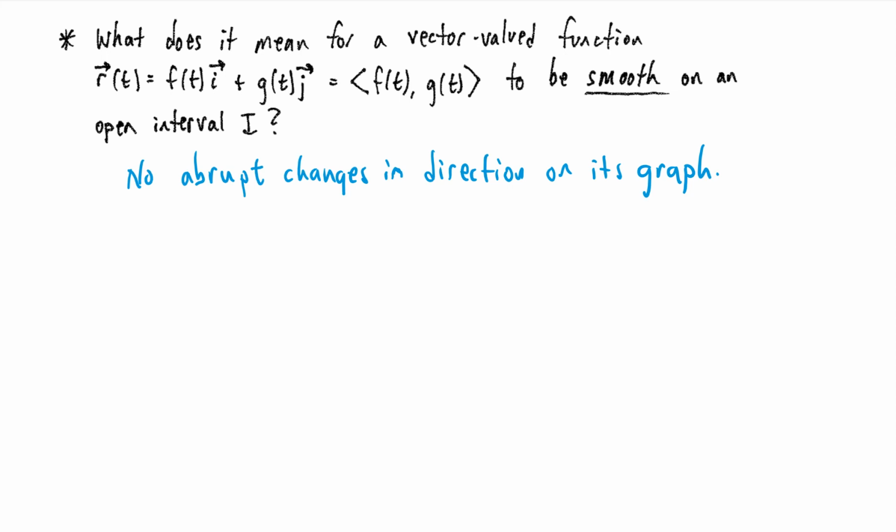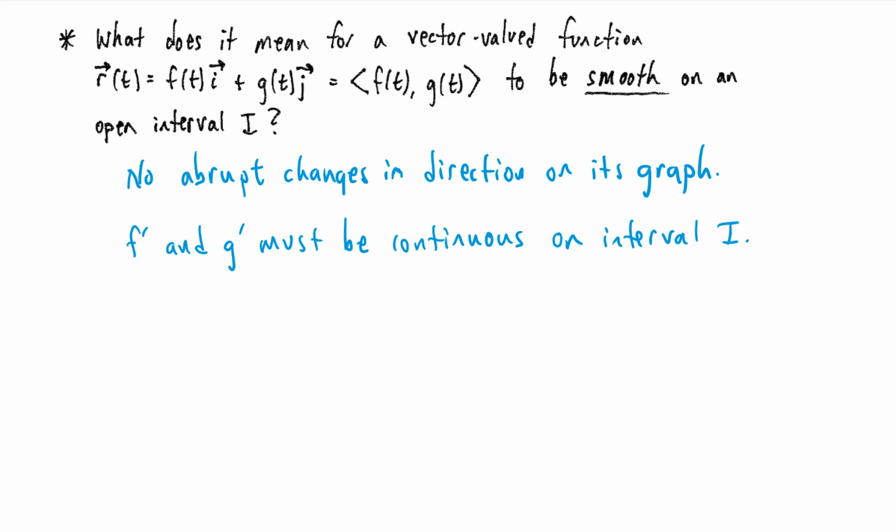So no sharp turns, no cusp-like objects. More specifically, we need f prime. So remember, our vector valued function, f is the left component, g is the right component. So f prime and g prime must be continuous on the interval, and f prime and g prime can't both be 0.